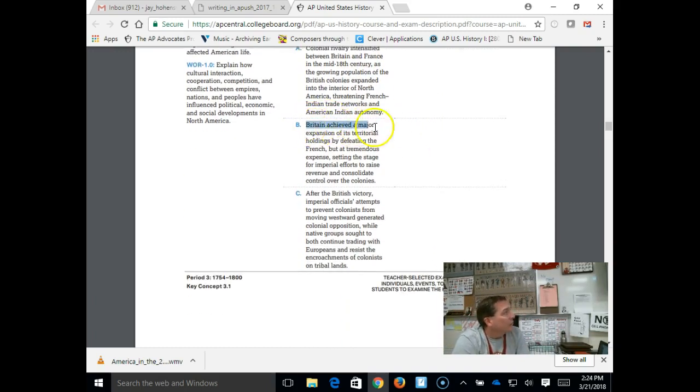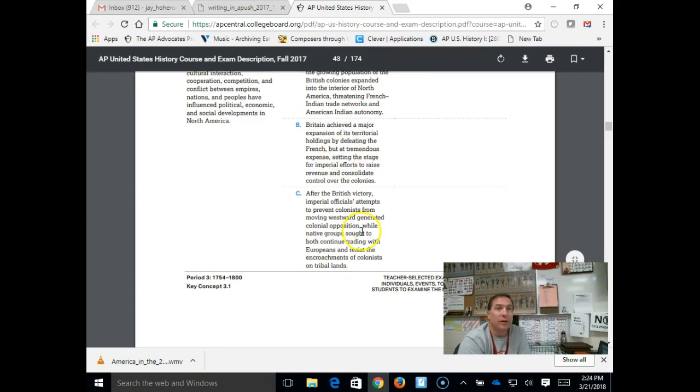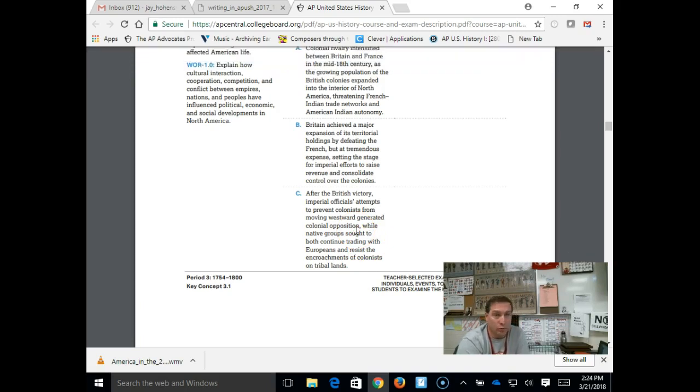Now it mentions that the British are going to achieve a major expansion by taking out the French, but at tremendous cost, setting up the stage for imperial efforts to raise revenue. And when you see raise revenue, what is that hinting at? Taxes. And consolidate control over the colonies, which means they're going to be ending salutary neglect. And so that's what you have. Increased taxation, ending of salutary neglect. And so those are two major elements that will run their way through the DBQ. And if you watch what's happening, you can see how they're assembling the DBQ from your concept outline. It's just taking ideas from there and giving you the chance to explain them in your own words as you're writing things out.